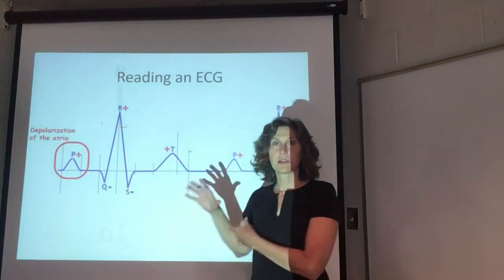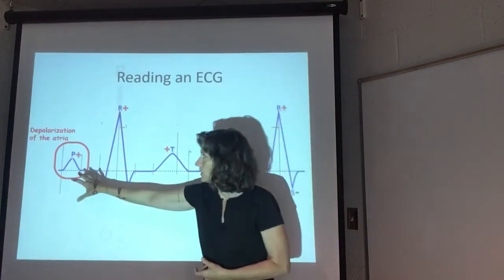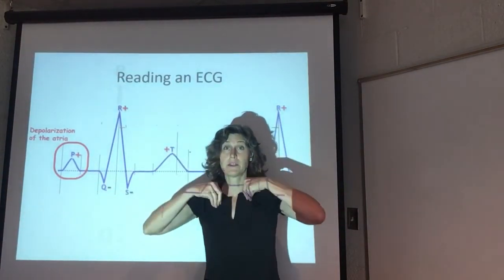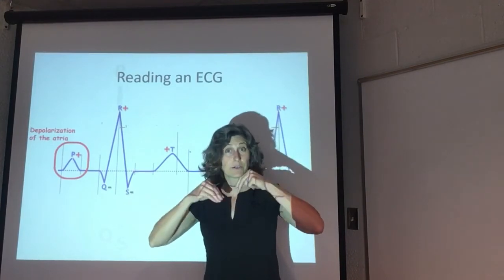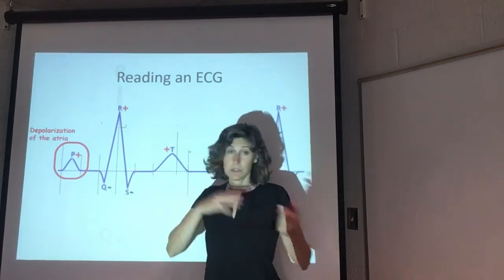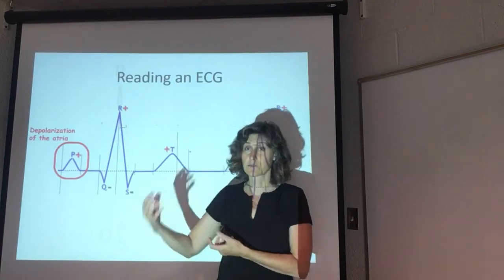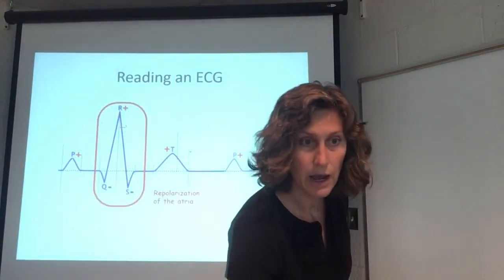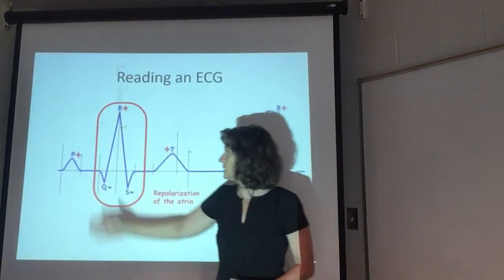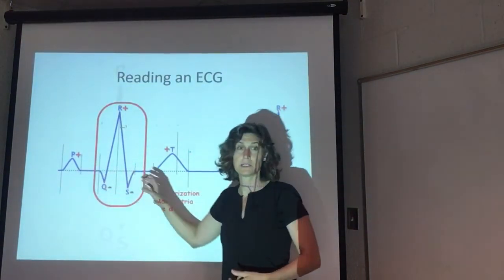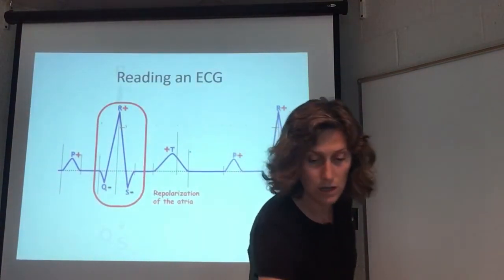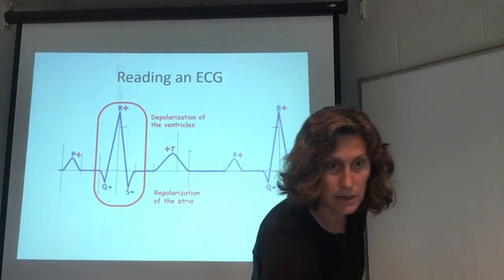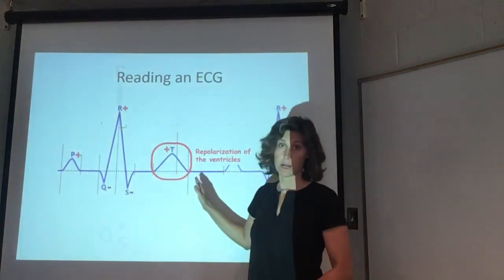So, trying to put this in chronological order. First, the atria depolarize. Remember, the blood comes to the atria first, so it's atria, then ventricles. And as you know from other classes, Dr. Friedman's class or others, first there's a depolarization, and then there's a repolarization. So the atria first depolarize and repolarize, and then the ventricles depolarize and repolarize.